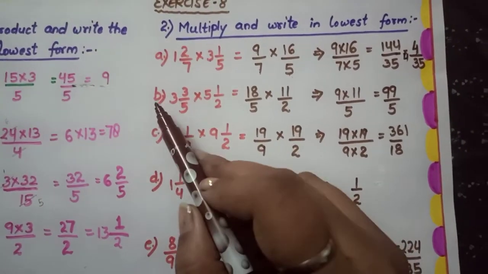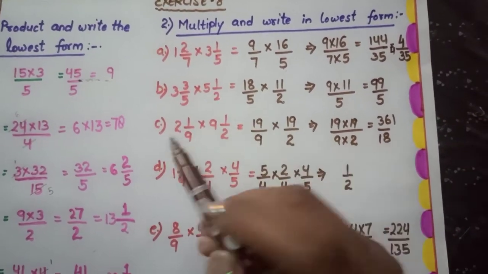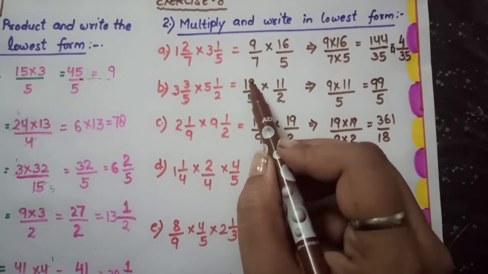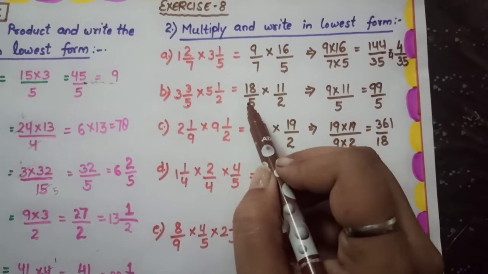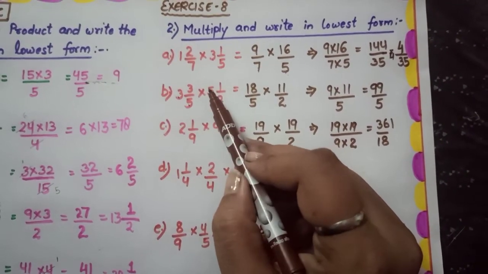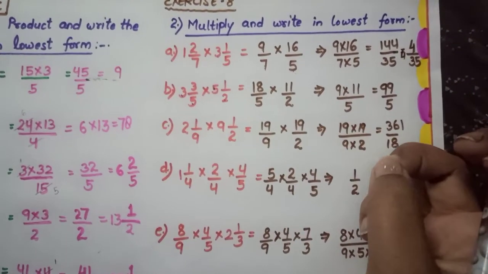Now moving on to the B part. First of all, again we have to convert mixed fractions to improper fractions. 5 3s are 15 plus 3 will give us 18, and in the denominator we will have 5 as it is. Now again over here 2 5s are 10 plus 1 will give us 11. In the denominator we will have 2.